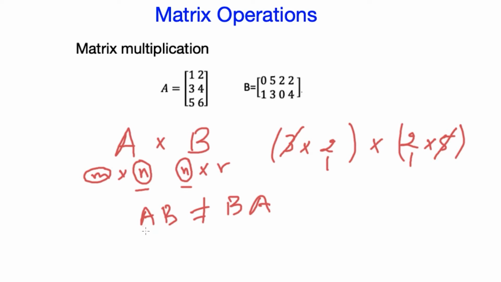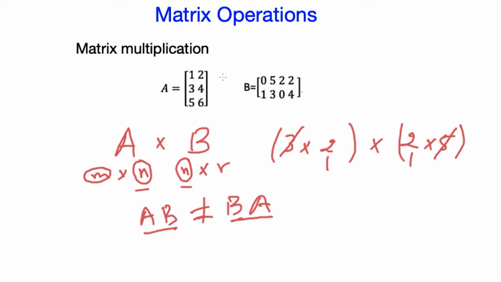Sometimes AB is defined and BA isn't. Sometimes BA is defined but it's different from AB, and sometimes it is even not defined. In some cases AB can equal BA, but these are rare cases, and the safe thing is to say that AB is different from BA.